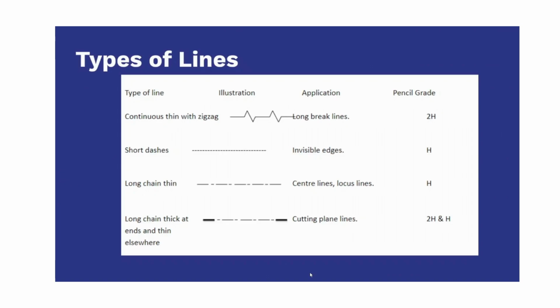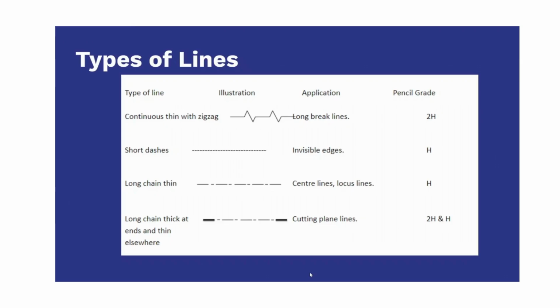Okay, and at last we are coming to the long chain thick at the end and thin elsewhere. This is known as a cutting plane line. We are drawing a long chain thick at the ends and thin elsewhere. If you have places with a cutting plane, or drawings crossing through, or the ending of cutting planes, or different drawings coming across the places, it is known as a cutting plane line. So you can use the long chain thick at the end and thin elsewhere for cutting plane lines.